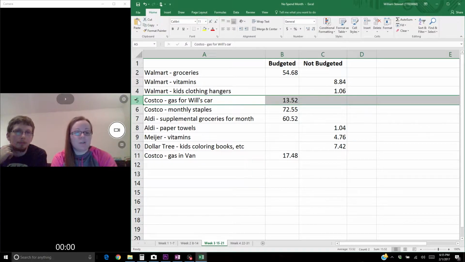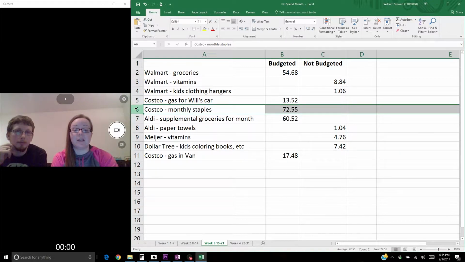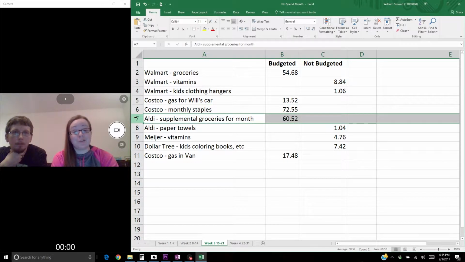Will got gas in his car, which is basically a weekly occurrence, $13.52 for that. I also picked up our monthly staples from Costco, $72.55. That was in our grocery budget. Supplemental groceries for the month. So you can see this week, week three, we spent quite a bit on groceries. So we had our Walmart, Costco, and Aldi. I spent $60.52. And I'll try and remember to link that grocery haul here because it was a supplemental in the sense that it was a lot of our snack foods, cereal, and staples that would get us through the rest of the month because we did have a $400 grocery budget. And I knew that if I didn't meal plan very well, we would go over, which you're going to see what happened there in a minute.